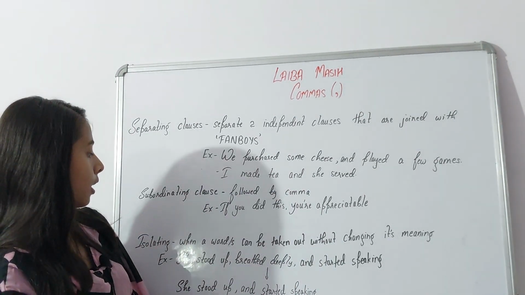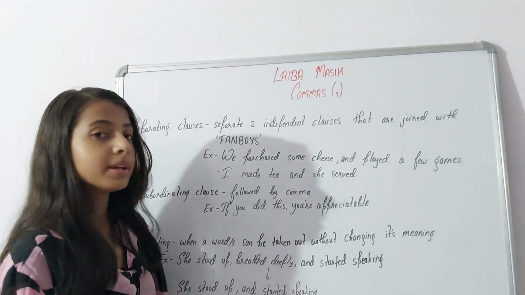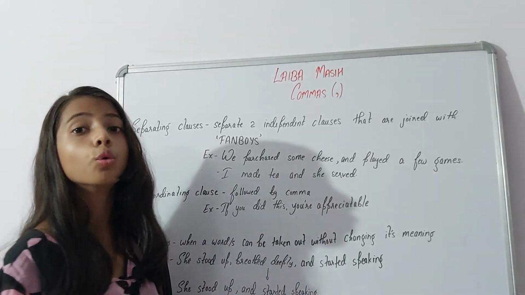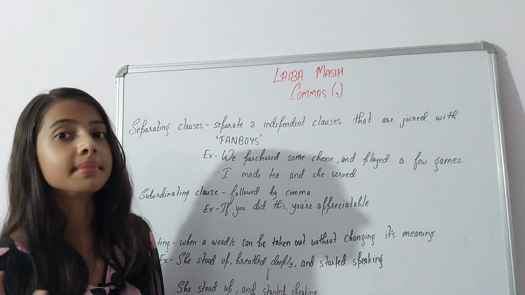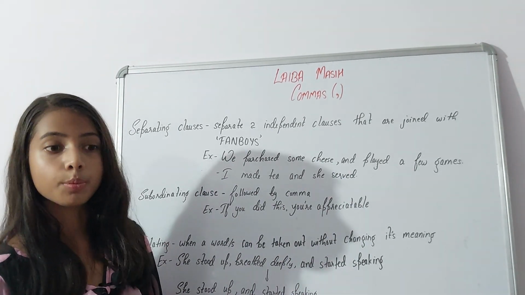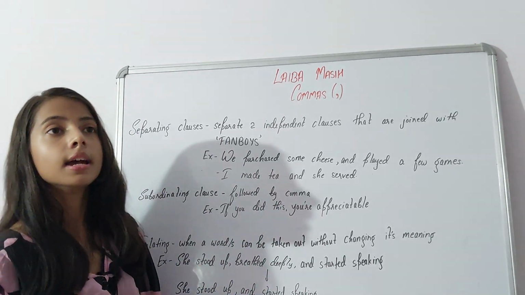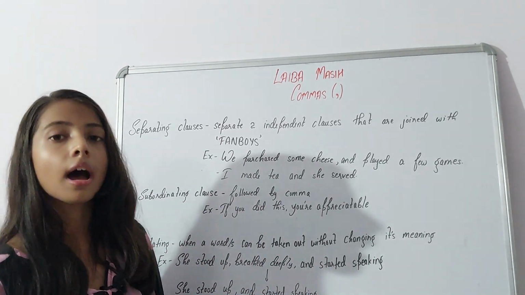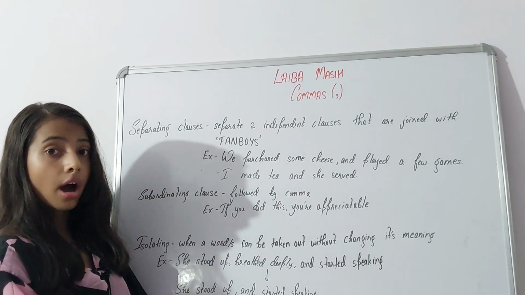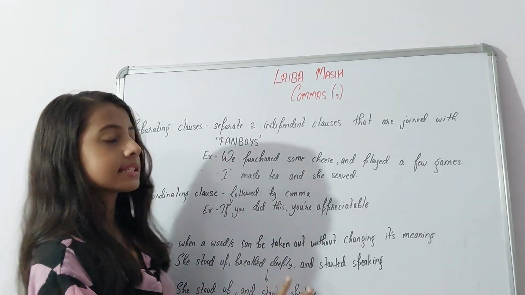It means that when a word or a group of words is between two commas in a sentence, they can be taken out only if the sentence's meaning doesn't change on taking out that group of words or that word. So I've taken an example and will also show you how we use isolating commas. The example is, she stood up, comma, breathed deeply, comma, and started speaking.